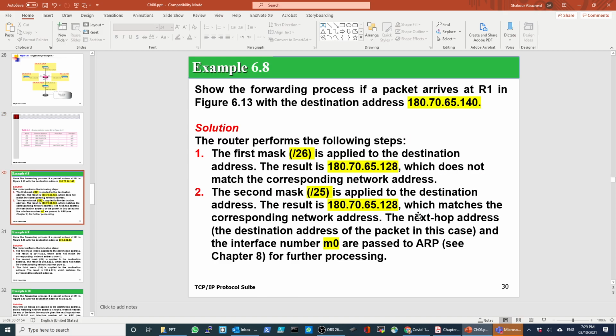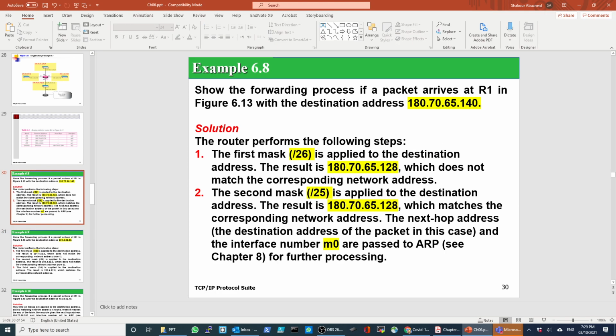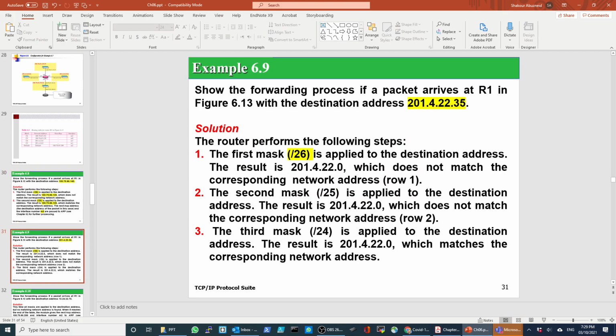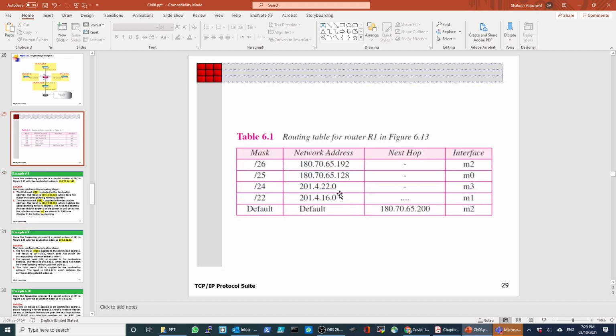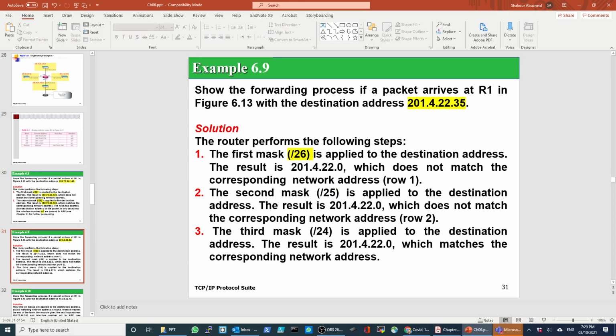Makes sense? So very logical, right? So that's what we did in here. They started with a 26, right? All right, applied to the destination address. The result was this, 201422. Okay, do you see it anywhere in the table in here? No. It's not anywhere in the table. So this 201422. Let's check again. 201420. Where is it? 220, which does not match.